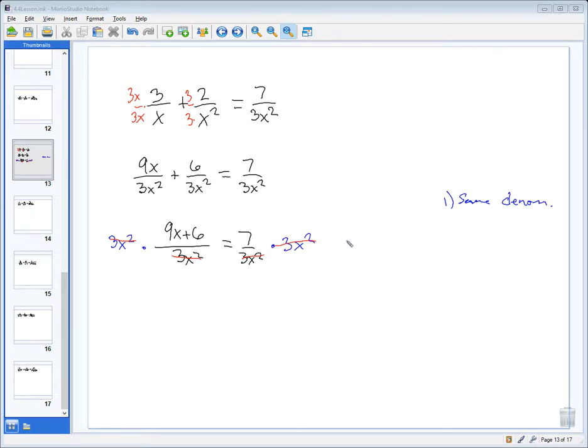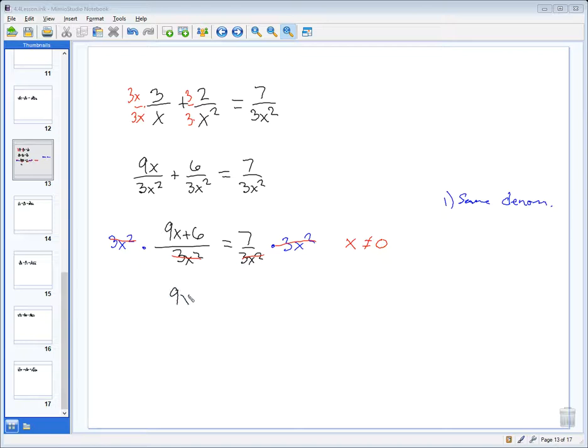But we do have to make sure that we don't get an answer of 0 when we solve the rest. Because if we did get an answer of 0, that would make 3 times 0 squared on the bottom of a fraction, which would be 0, and you cannot divide by 0. It's undefined. So we have to make sure that the bottom of our fraction does not equal 0, and then we can solve the rest.